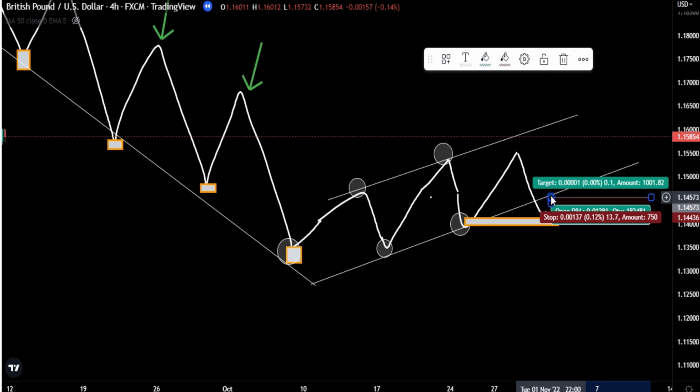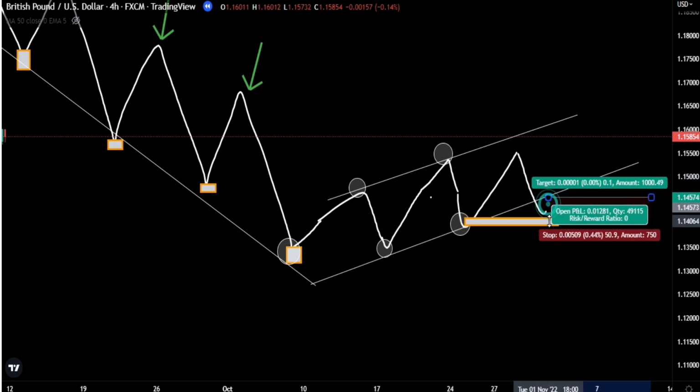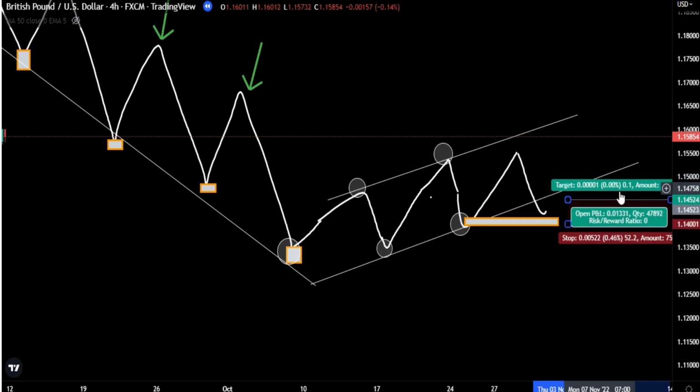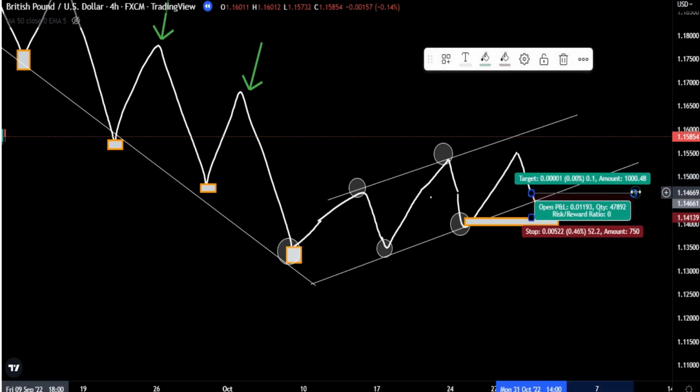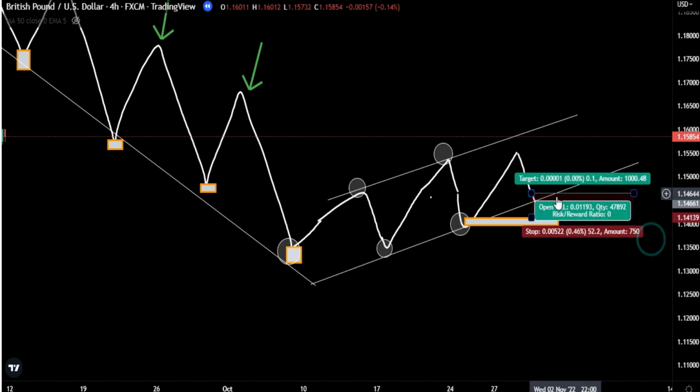Then when you see a buying opportunity, you just extend your TP, okay. From here you can actually extend your TP.